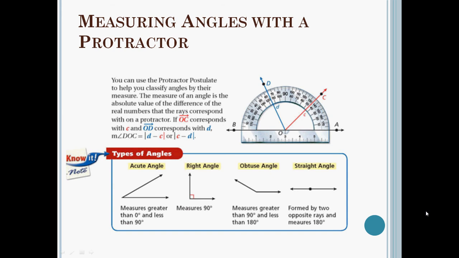The other kind of angle we need to remember is the straight angle. It is formed by two opposite rays, and it measures 180 degrees. In other words, it's a line that has a point. All lines are straight angles, and they measure 180 degrees.